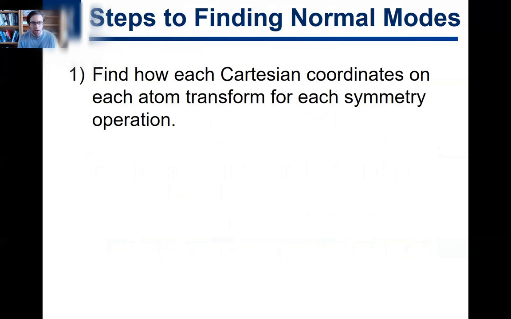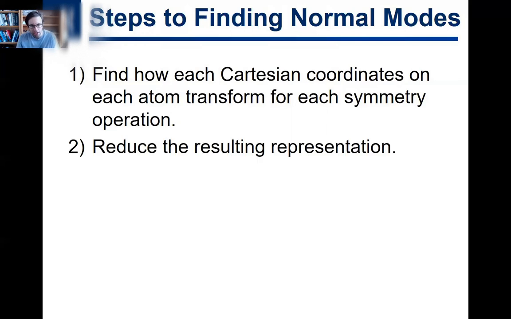So how do you do this? First, you're going to find how each Cartesian coordinate on each atom transforms for each symmetry operation. That will get you a representation that more than likely is going to be reducible. And so then you're going to have to reduce that.